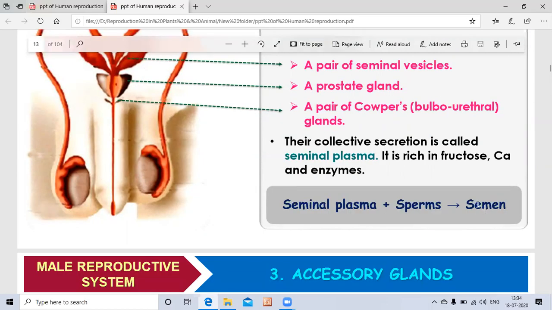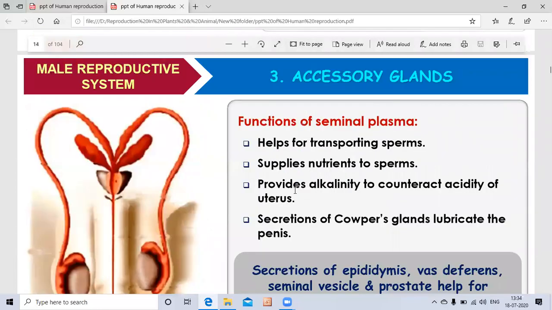So what is meant by semen? Semen is the seminal plasma, which is liquid, together with the sperms involved in it, collectively called semen. Accessory glands are also a part of the male reproductive system.